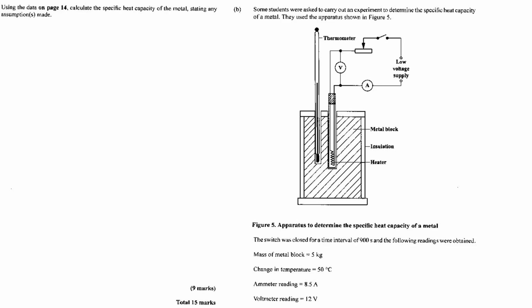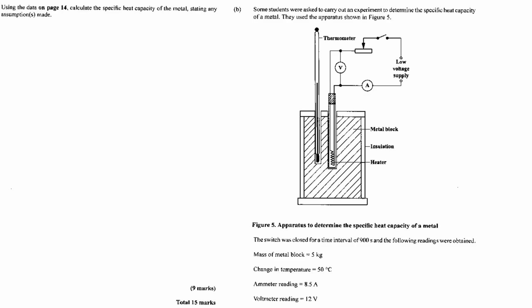So, looking at that apparatus and reading the question, we are told that some students were asked to carry out an experiment to determine the specific heat capacity of a metal. They used the apparatus shown in figure 5. So there's a thermometer, there's a low voltage supply, there's a metal block, insulation, and heater.